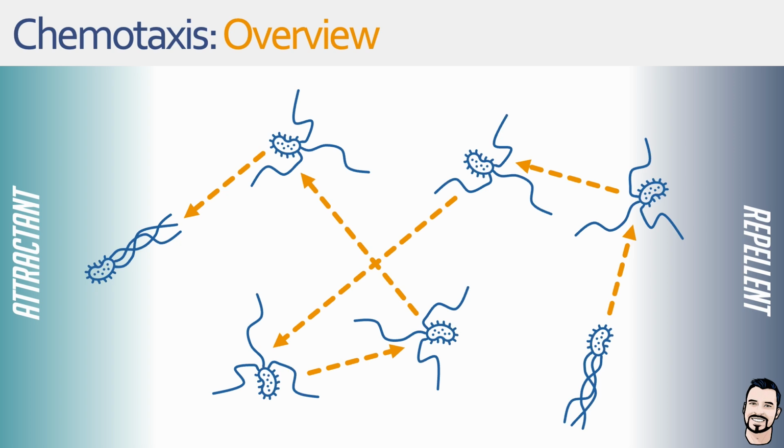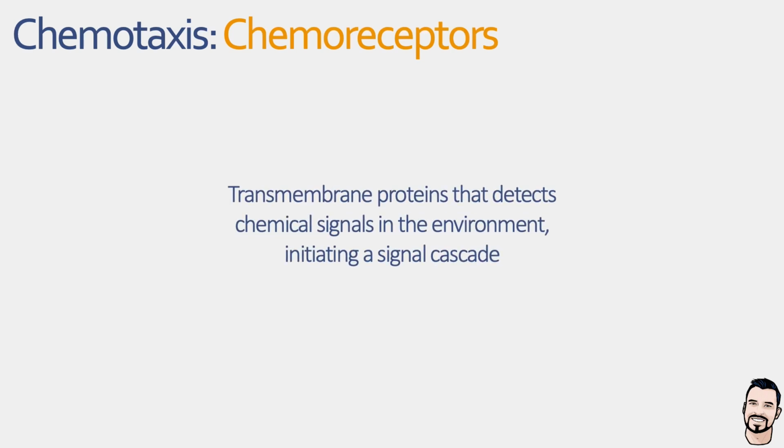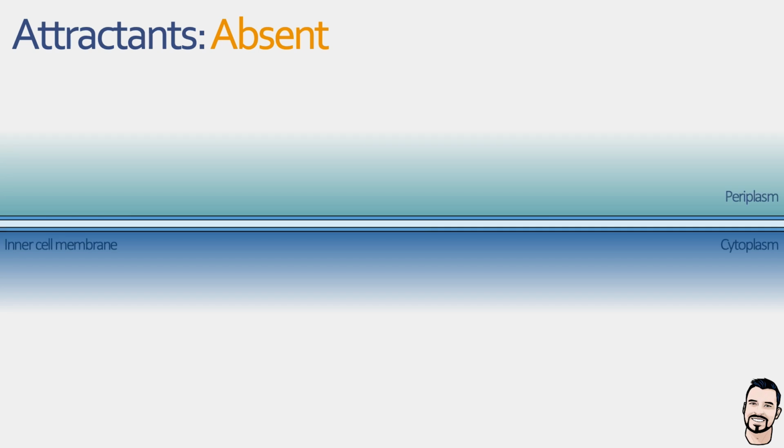Now all of this is made possible because of sensor proteins embedded in the bacterial envelope, and these are known as chemoreceptors. And they are essentially transmembrane proteins that detect chemical signals, such as our chemoattractants or chemorepellents outside of the cell, internalizing this as a signal cascade so the bacteria can act upon it, which in this instance is whether the flagella needs to rotate clockwise or counterclockwise. And so we're going to have a little bit of a look at this signalling process, starting with the absence of our chemoattractants, and again we're going to use E. coli as our model organism.